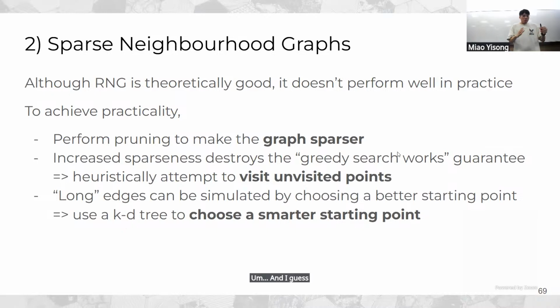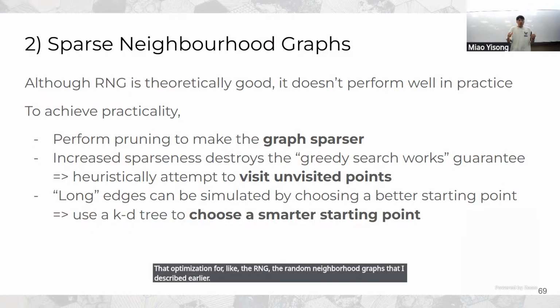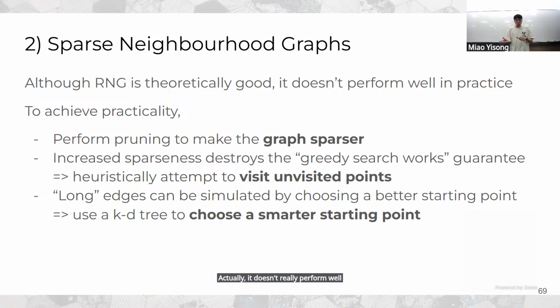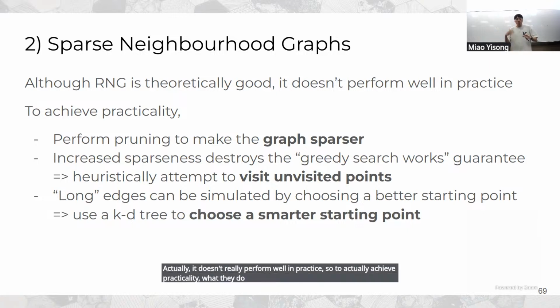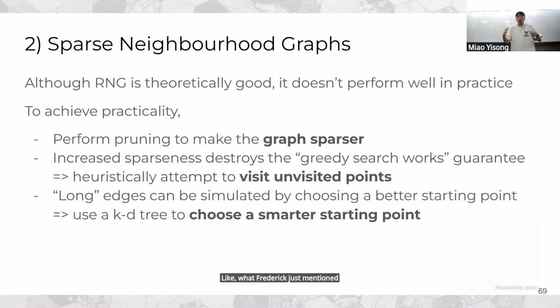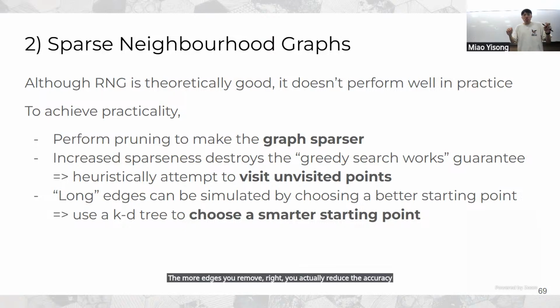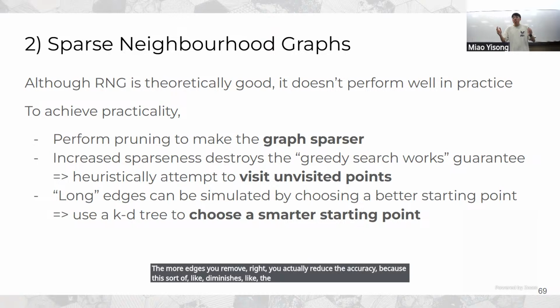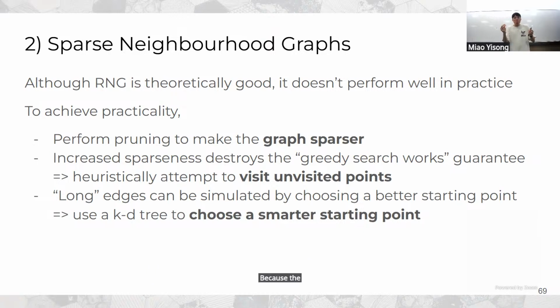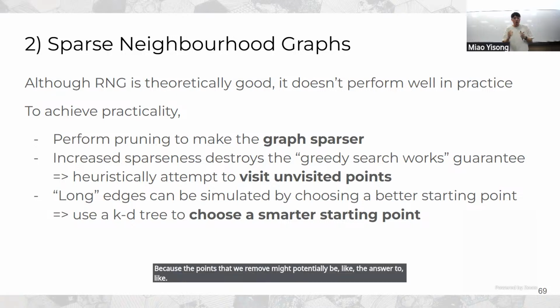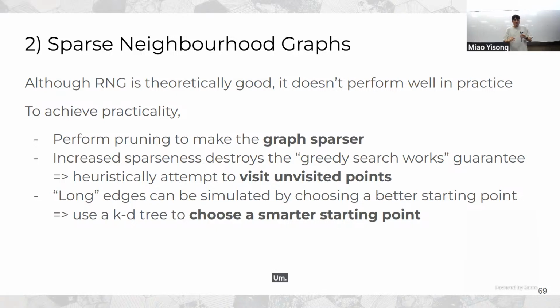I guess there's an optimization for the RNG, the random neighborhood graph that I described earlier. It doesn't really perform well in practice. So to achieve practicality, they perform pruning, like what Frederick has mentioned. The idea of pruning is that we remove certain edges or certain points. But of course, what is the trade-off? The more edges we remove, the more we reduce the accuracy, because this diminishes the greedy search's guarantee. The points that we remove might potentially be the answer to certain query vectors that we are querying.